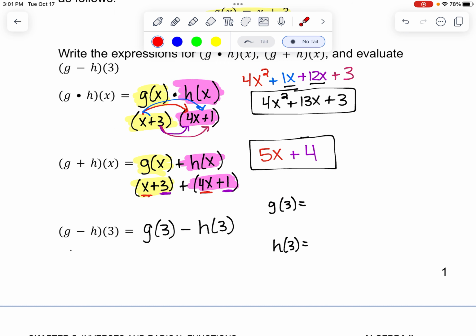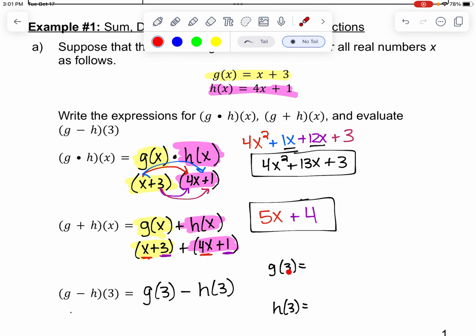So g of 3, we've been doing this since chapter 1. You're going to take this 3 and substitute it in for x in this function right here. So I'm going to have a 3 plus a 3. And again, that's because the function was x plus 3. And so what I'm doing is I'm taking that 3 and I'm substituting it in for x right there. So 3 plus 3 is 6. So g of 3 is 6.